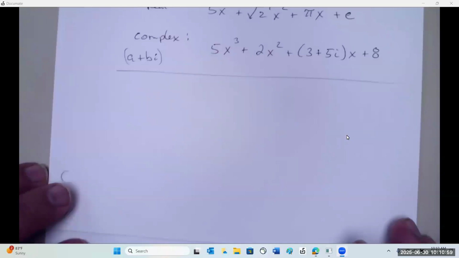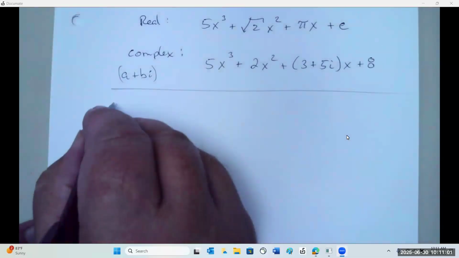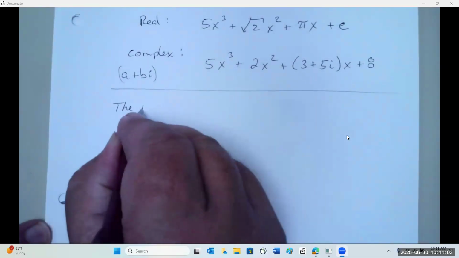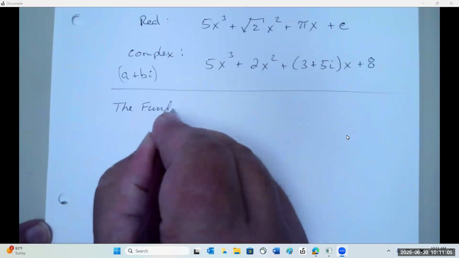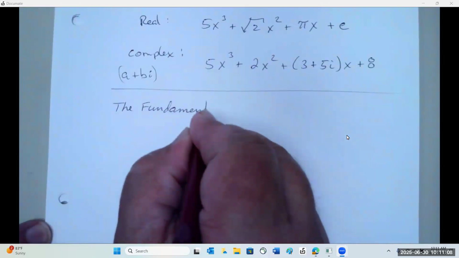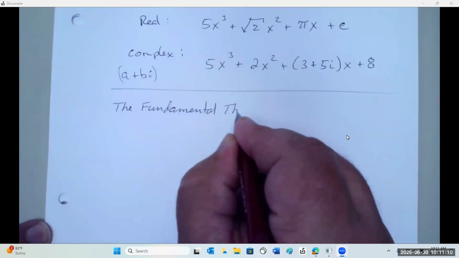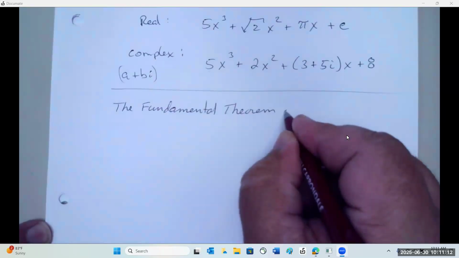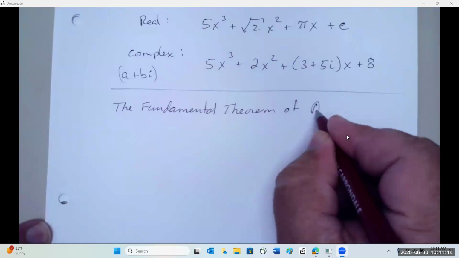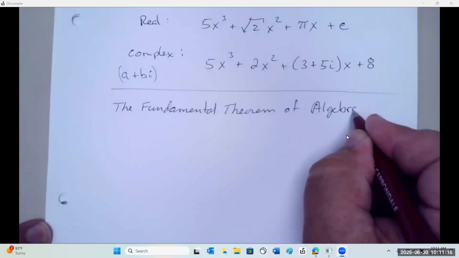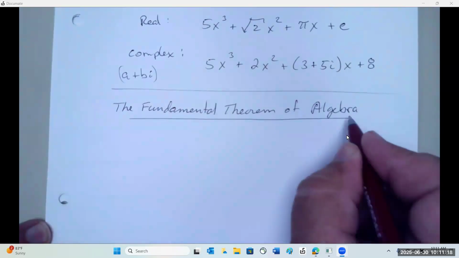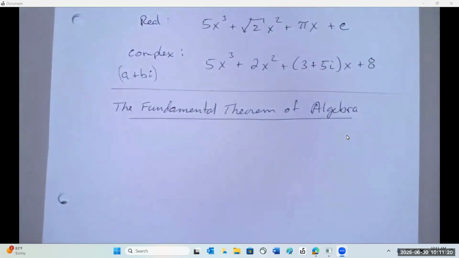Which leads us now to the fundamental theorem of algebra. We finally got to a point where we're now defining the fundamental theorem, the basic idea of what algebra is all about.